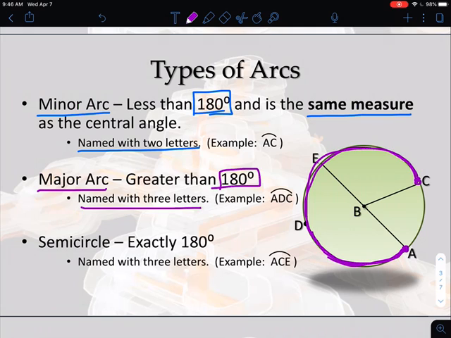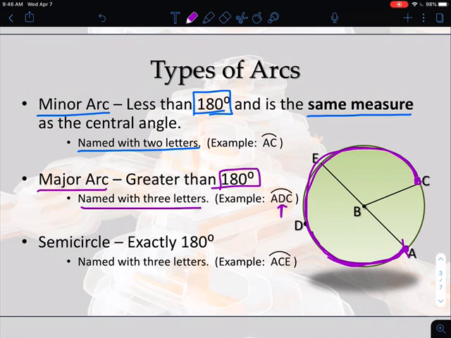Now it's not just where I start and where I end. If I only have 2 letters, I'm going to go the shortest distance between them. So if they say AC, I'm going to pick the smallest direction, the quickest way from one to the other. If I want to go the long way, I have to specify that with a middle letter.